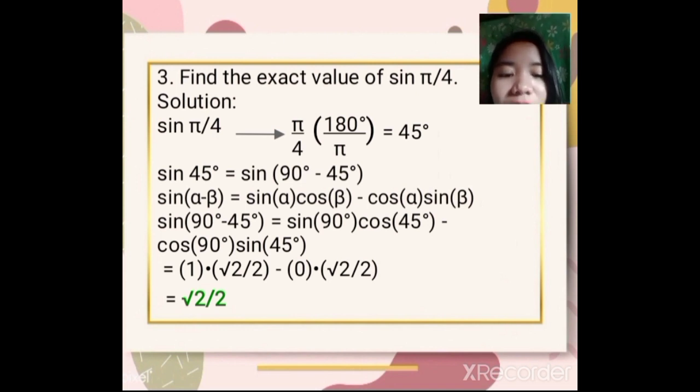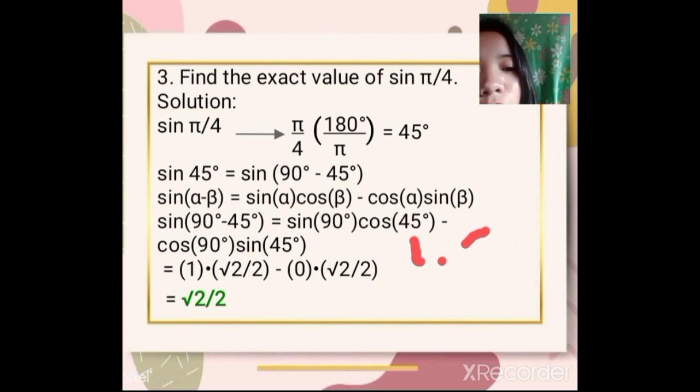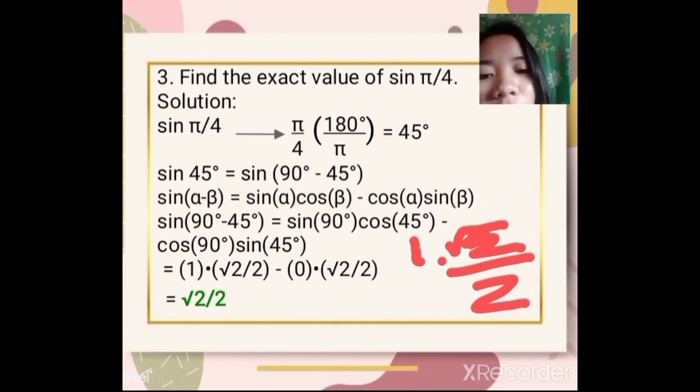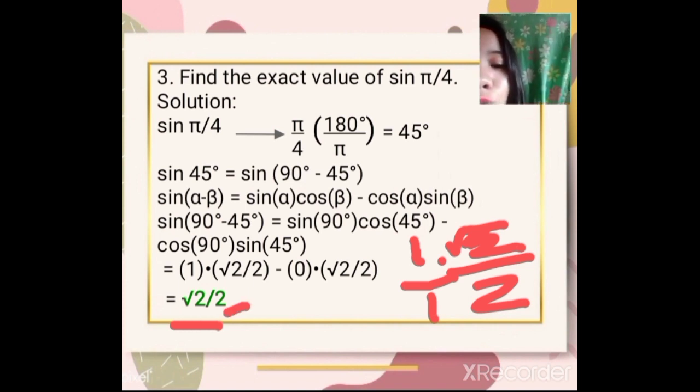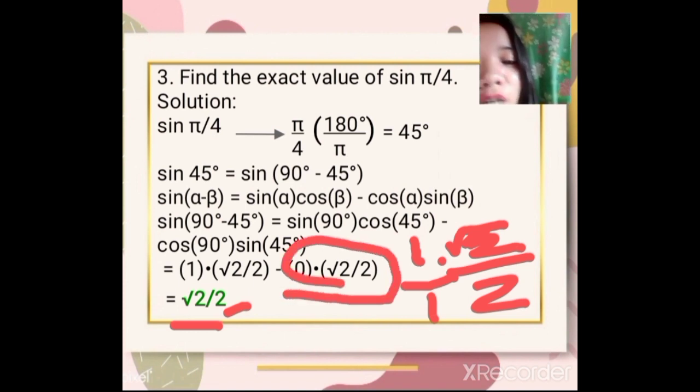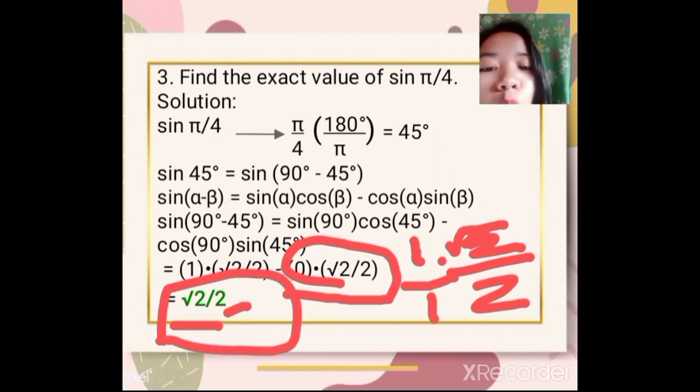So let's multiply. So we have 1 times square root of 2 over 2. The whole number 1 already has a constant denominator 1. So we have 1 times square root of 2, square root of 2. 1 times 2, we have 2. Since any number multiplied by 0 is equal to 0, this is equal to 0. So our final answer is square root of 2 over 2.